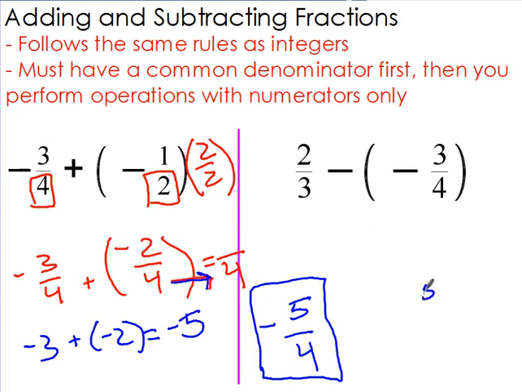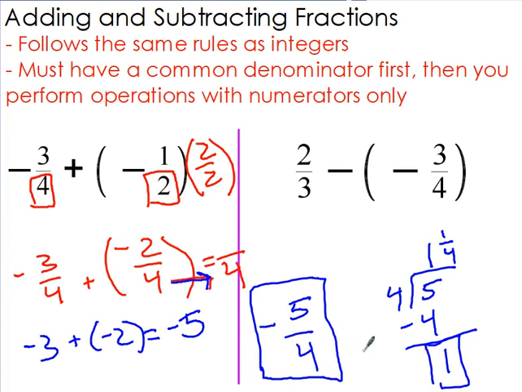Negative 5/4 is really just 5 divided by 4. 4 goes into 5 one time. Subtract 4, I'm left with 1. I have nothing left to divide by, so here's my new numerator, so it's just 1 and 1/4, if we have to change it back to a mixed number, but you do not have to.